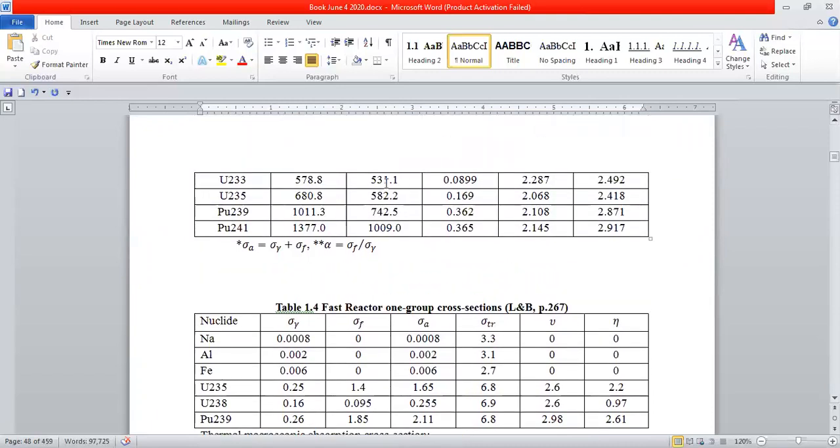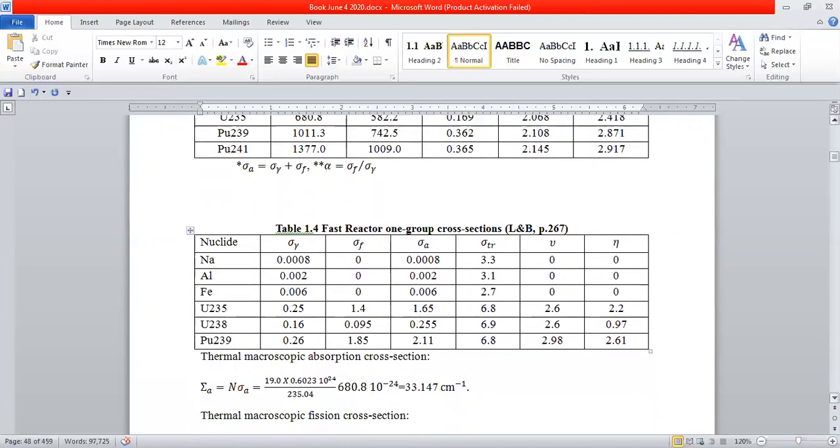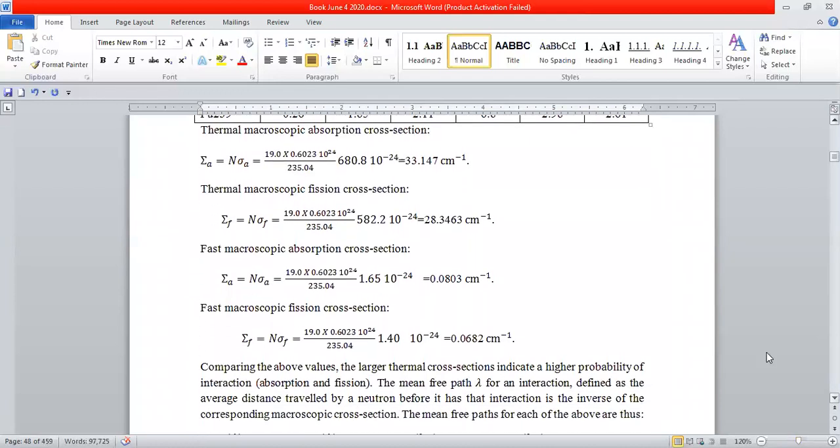So thermal is 582 for U235, fast is just 1.65. And for this one, 1.4. So if you've got a fast reactor, you get so few fissions compared to if you have a thermal reactor. That's why you need to slow down neutrons, so that you get a better number of fissions. So let's calculate the thermal macroscopic absorption cross-section from the above.